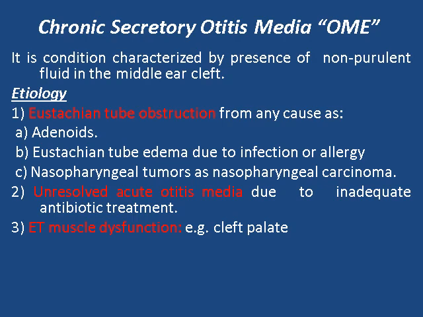Chronic secretory otitis media or otitis media with effusion, as we mentioned earlier, is the presence of non-purulent fluid inside the middle ear cavity. What is the etiology of otitis media with effusion? It can be caused by eustachian tube obstruction at the level of the eustachian tube orifice, something causing obstruction as adenoids or nasopharyngeal tumors as nasopharyngeal carcinoma, or at the level of the whole tube, eustachian tube edema as in cases of infection or allergy.